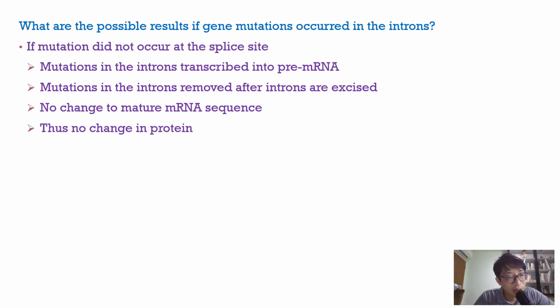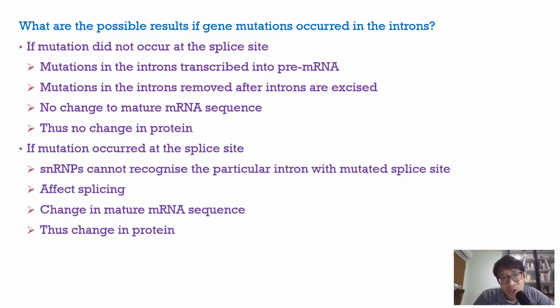But if mutations occur at the splice site, remember the splice sites are important during the splicing process because they are recognized by the snRNPs. If the mutation occurs at the splice site such that snRNPs cannot recognize the intron anymore, then that will affect splicing. And that would, of course, change the mature mRNA sequence. Then that would change the protein. There will be a change in the polypeptide sequence.